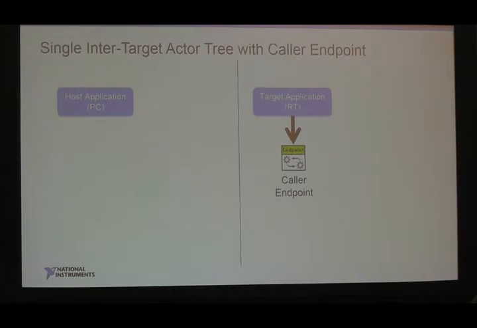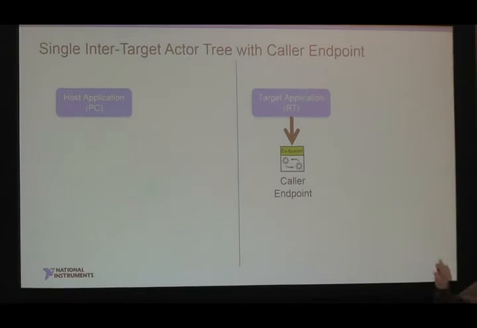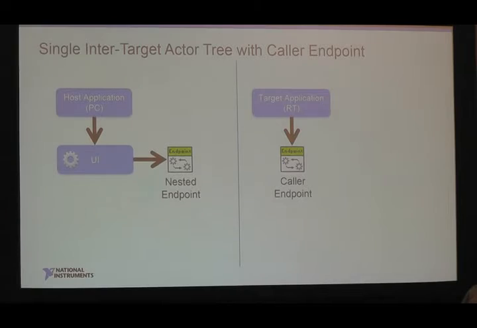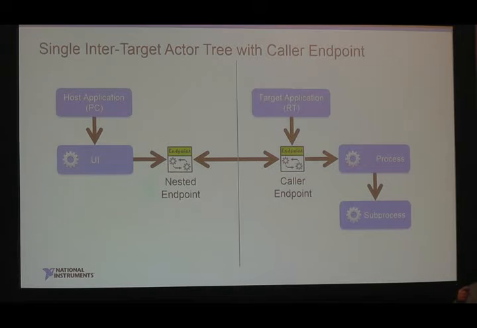Caller endpoint's a little different. There will be a target application sitting there with a caller endpoint running, waiting for a connection. The host is going to launch whatever it needs to launch, in this case a UI. The UI is going to launch a nested, so a caller talks to a nested. 2 callers might talk to each other. That would be really interesting. The caller talks to the nested. The nested is going to reach out, connect to the caller endpoint, and that acts as a trigger for the caller endpoint to be the caller of a tree of processes. The target application really doesn't interact with anything here, except probably just restart the caller endpoint when you're done.